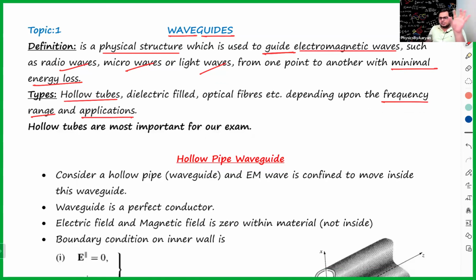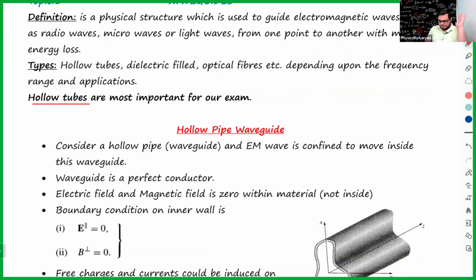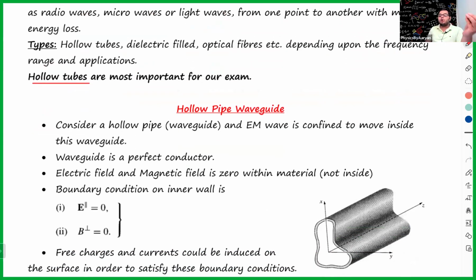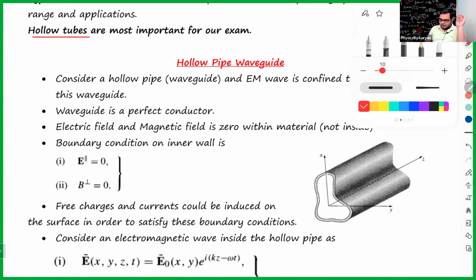In our syllabus, a very small part of waveguides is there. We don't have to study all the kinds of waveguides. We only have to study the hollow waveguides. That's all. Hollow tubes. And that is one of the simplest waveguides you can ever study. So we only need hollow tubes. All the questions that have come so far in CSIR NET are only based on the hollow tubes. Nothing else has come so far in the CSIR NET exam. Okay, so I'm going to begin with the hollow pipe waveguide, and that is going to be one of our major topics for today.